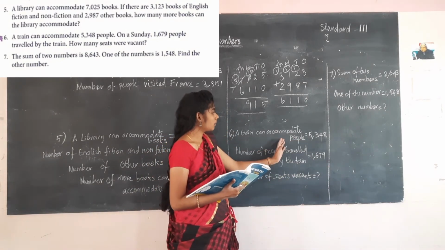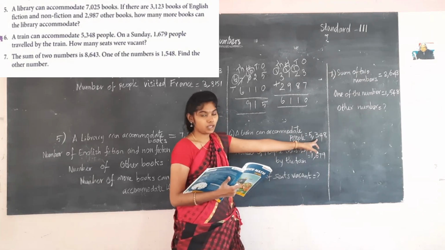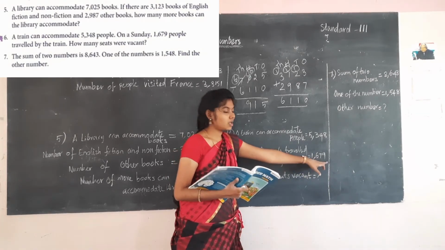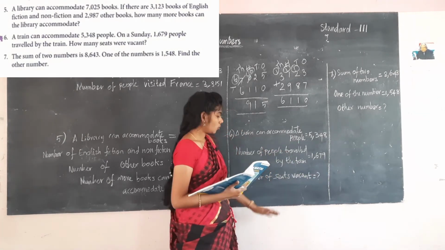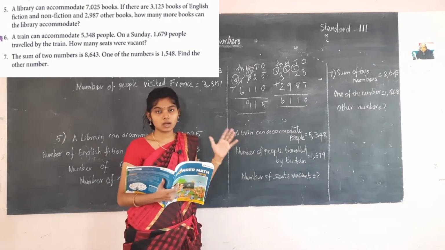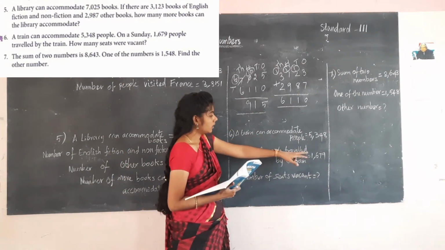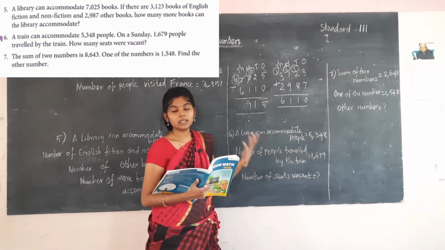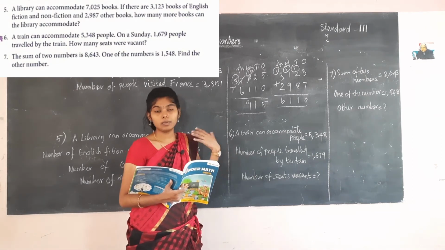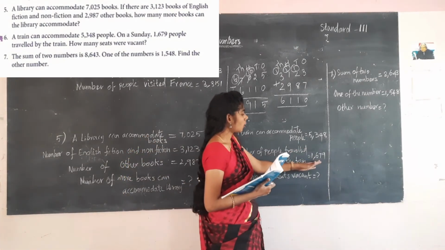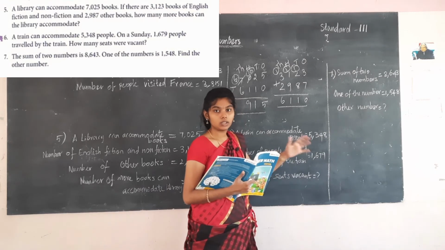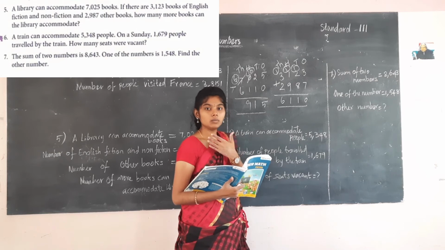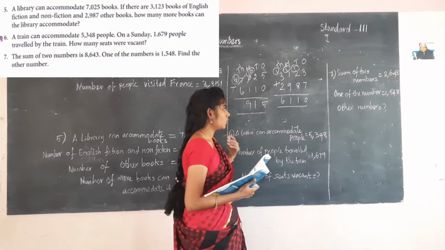How many people can the train accommodate? 5,348. And how many people have travelled? 1,679. So there will be some remaining. To find that, we have to give the places first up to the thousands place. Then fill in the numbers. Here we are going to subtract. If we subtract, you will get how many seats will be remaining. So you have to subtract 1,679 from 5,348. Then we will get the answer. You know how to subtract 4-digit numbers, as we have seen many examples.